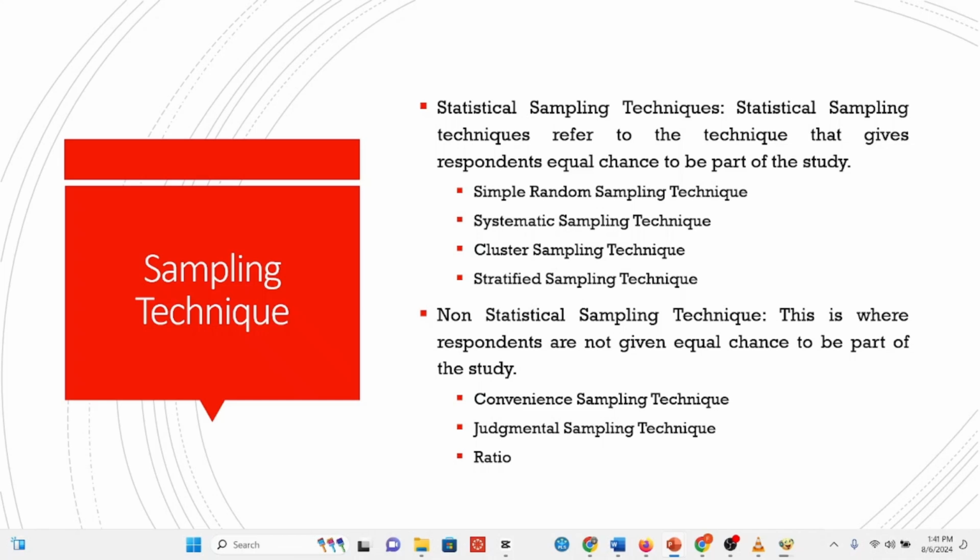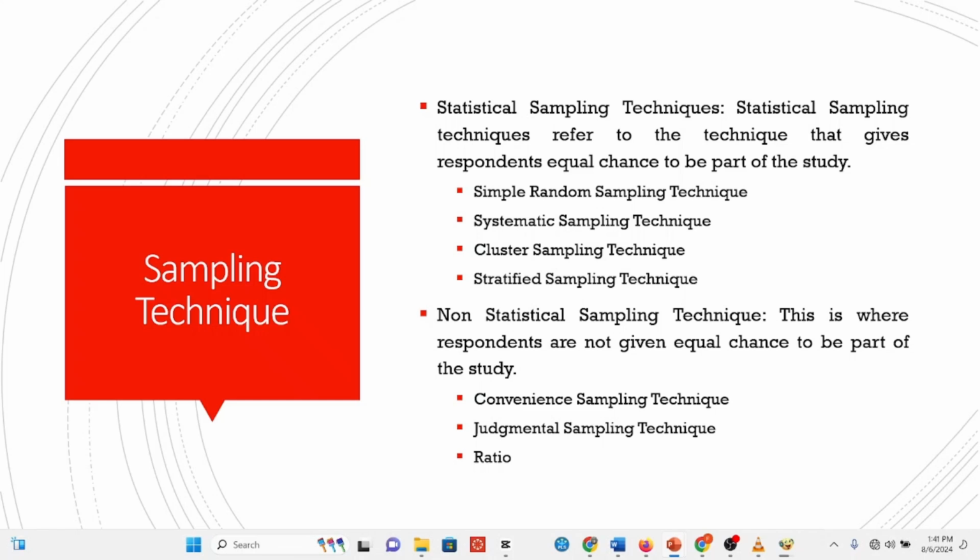Ratio. In sampling, a ratio can refer to the proportion of the sample size to the population size or the proportion of a particular subgroup within the sample. Understanding these ratios is crucial for ensuring that the sample accurately represents the population's characteristics. Ratio estimation is a statistical technique used to improve the precision of estimates by incorporating auxiliary information about the population. This method can be particularly useful in stratified sampling, where known ratios of strata can enhance the accuracy of results.